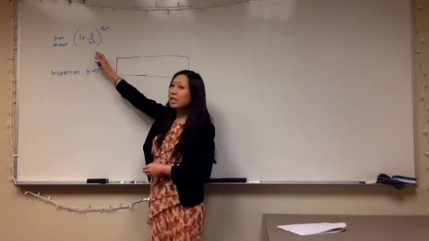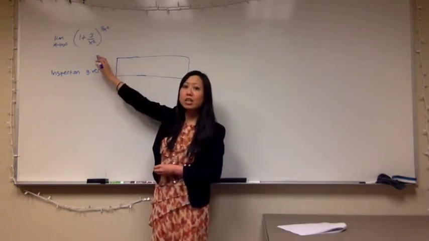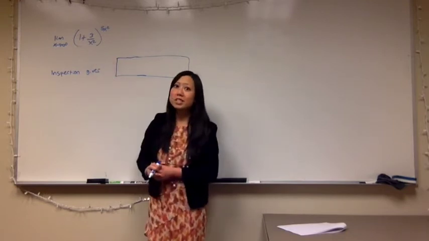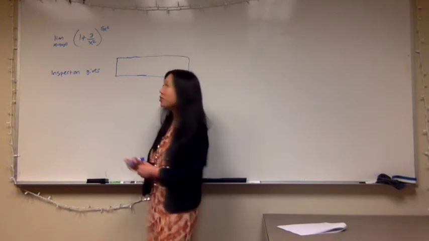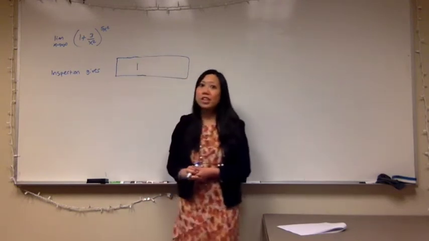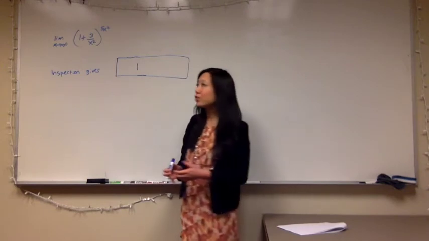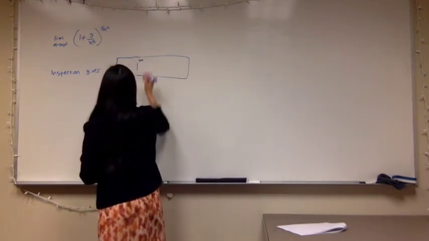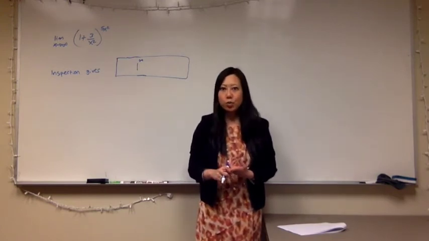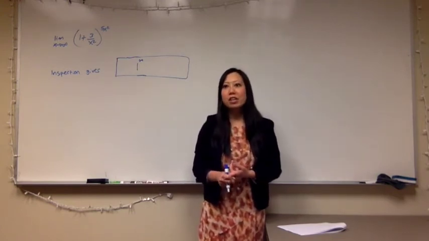If I try inspection here, 3 over x squared approaches 0 as x gets larger and larger, so I have 1 plus 0 on the inside, so the base is just approaching 1. The exponent approaches infinity as x gets larger and larger. So I have inspection gives 1 to the infinity, which is not equal to 1. This is a very common error. It's not equal to 1.